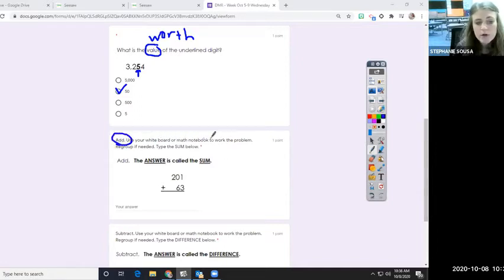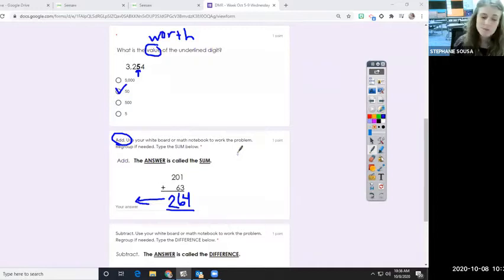Next one says add. Use your whiteboard or math notebook to help you work the problem. Regroup if needed. Type the sum below. So I have 201 plus 63. 1 plus 3 is 4. 0 plus 6 is 6. 2 plus nothing is 2. So this is exactly what I would type right here.